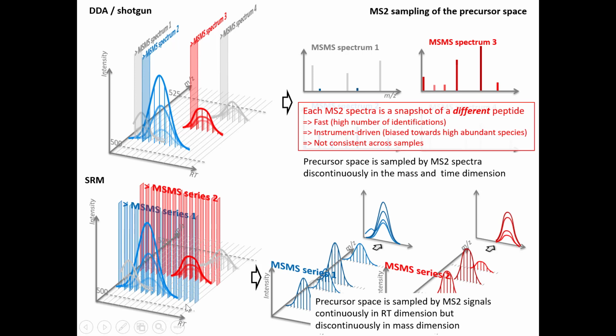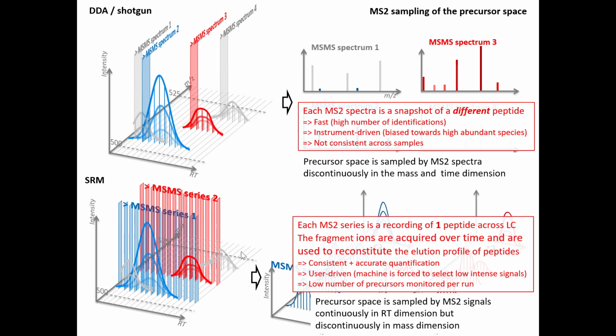We don't have continuous coverage in the mass to charge dimension in terms of the precursor space. There's a whole bunch of this precursor space which is missing. Essentially, each MS2 series is a recording of one peptide across the LC, and the fragment ions are acquired over time and used to reconstitute the elution profile. So this can be very consistent because it's done in a deterministic way. There shouldn't be missing values, and this drives accurate quantification. So it's entirely driven by the user or by the machine. The problem is that we have this low number of precursors monitored per run.